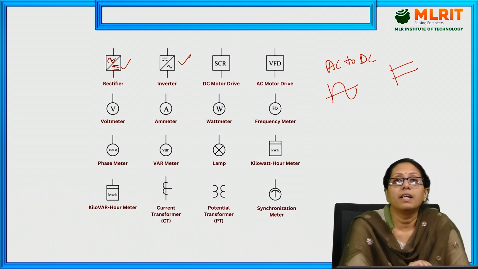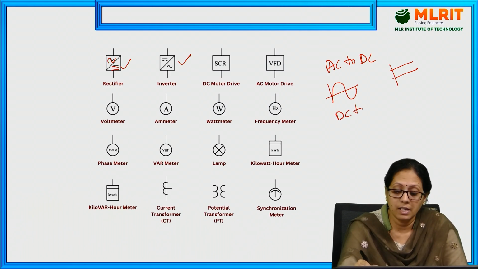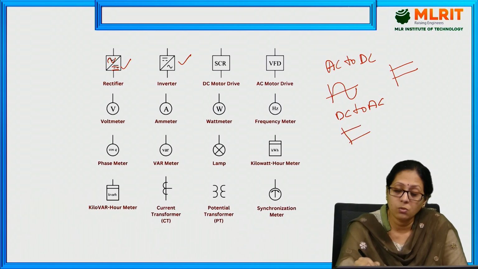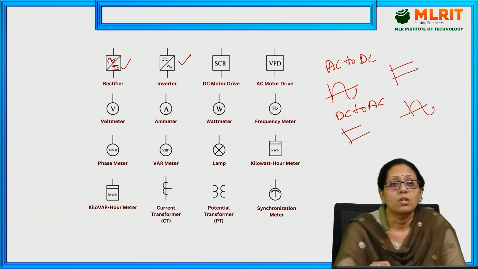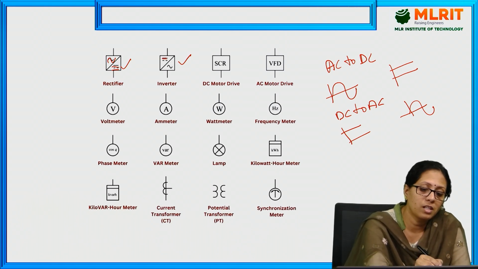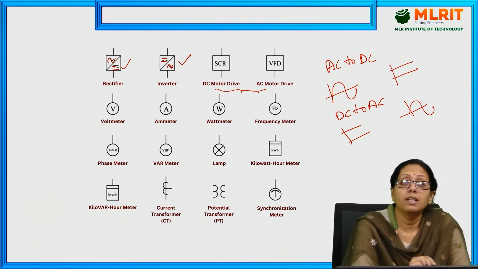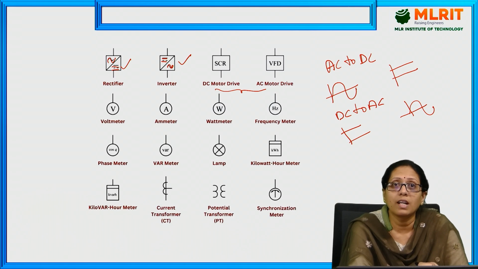This is the indication of inverter. Inverter means which converts DC to AC. Means the symbol should be this one and this is being converted in this manner. So here you can see the representation, that is DC here and AC here. These two are the symbols for DC motor drive as well as AC motor drive.